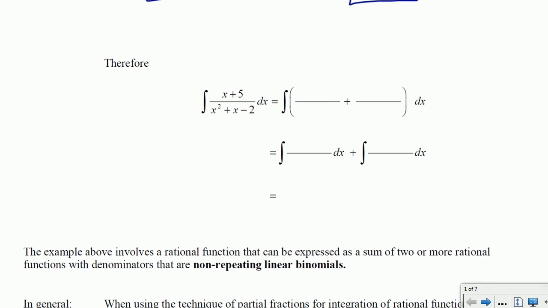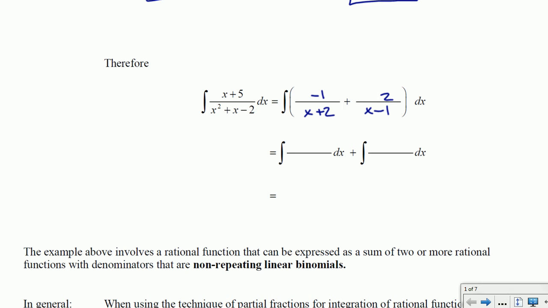So therefore, we can express this integral, (x + 5)/(x² + x − 2), as a sum of two simpler rational terms. So we found that A was −1, and that was over x + 2, and we found that B was 2, which was over x − 1.